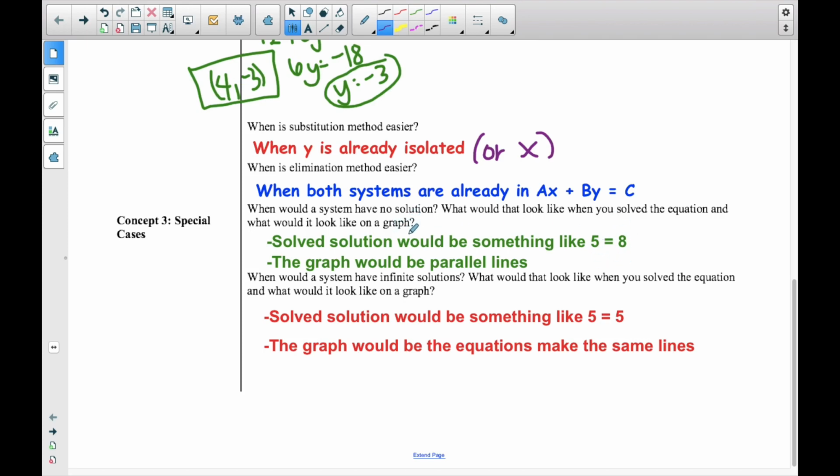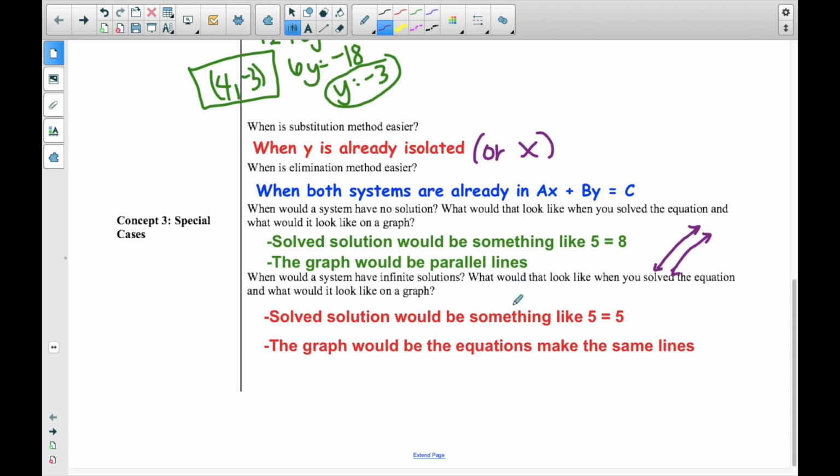The graph of that would be 2 parallel lines, because we've been talking about how each of these up above, when they hit, that point is their intersection point. Well, if they're never hitting each other, then they're going to be parallel lines, and that's going to be no solution, okay? That's when there is no solution.